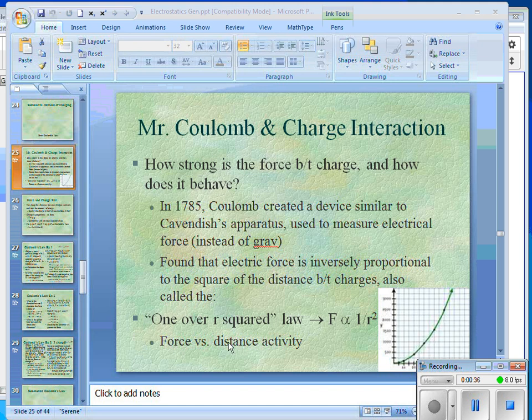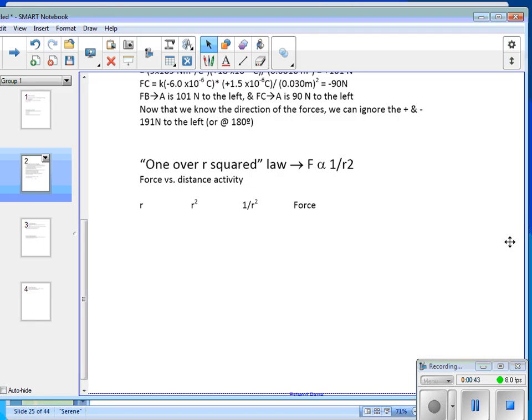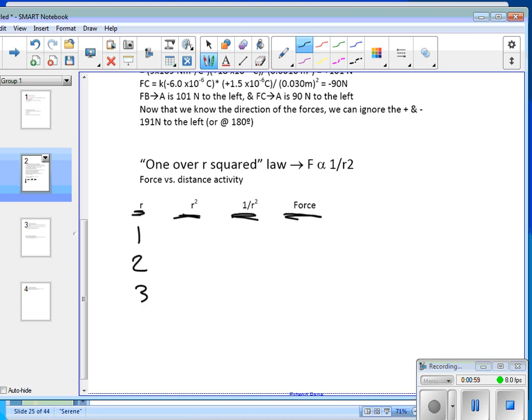We did not get a chance to talk about this last time, the force versus distance activity. So let's do that right now. Force versus distance activity consists of us listing out a number of different values for r, and then r squared, 1 over r squared, and then for the force. So let's just use real easy numbers: 1, 2, 3, 4, and then 5. 1 squared is going to be 1. 1 over 1 squared is 1.